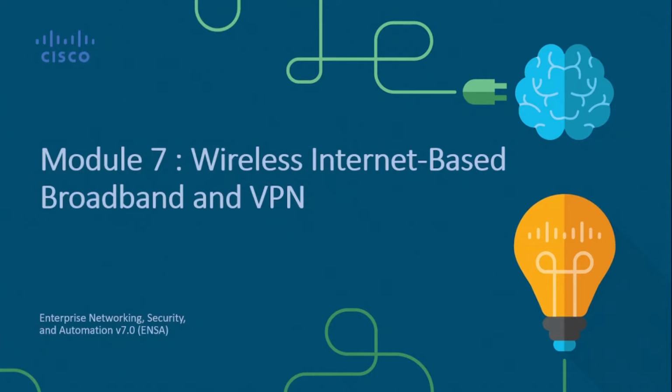Still in module 7. This time, wireless internet-based broadband and VPN. The wireless technology uses the unlicensed radio spectrum to send and receive data. The unlicensed spectrum is accessible to anyone who has a wireless router and wireless technology in the device they are using.